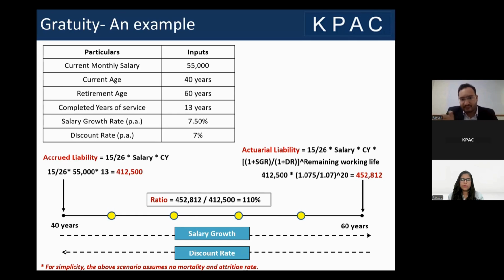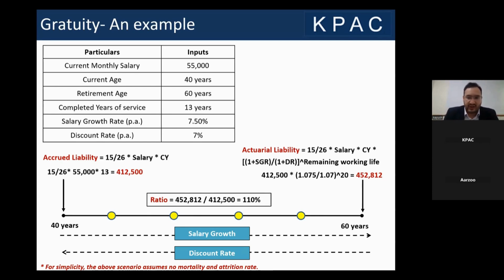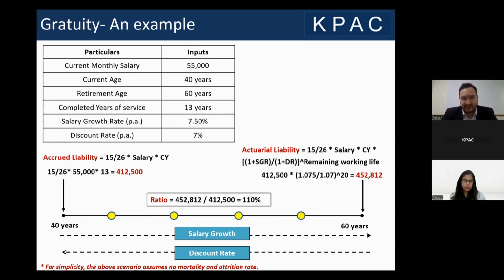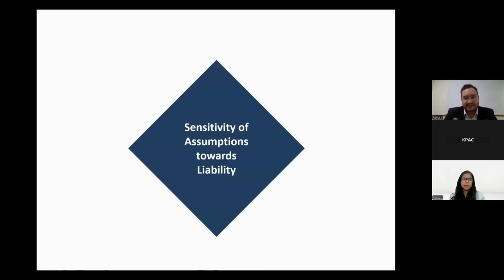So that simply means that instead of 20, since we are increasing our attrition rate and mortality rate, this figure will reduce from 20 to maybe 15 or 10. So the longer the projection, the higher is the liability. The lower the projection, the lower would be the liability for this particular example. In the slides to come, we will see other examples, other scenarios also.